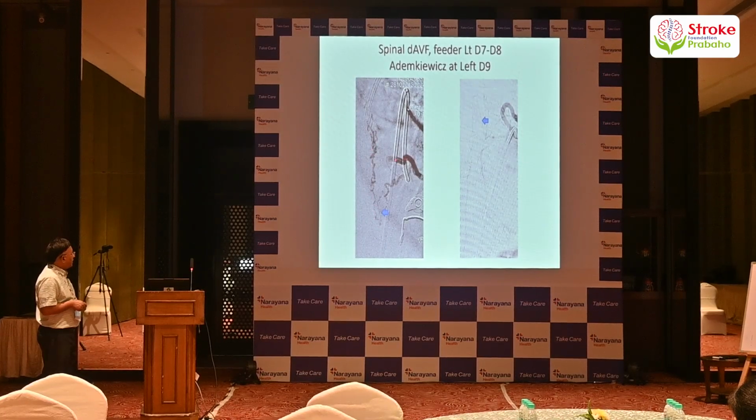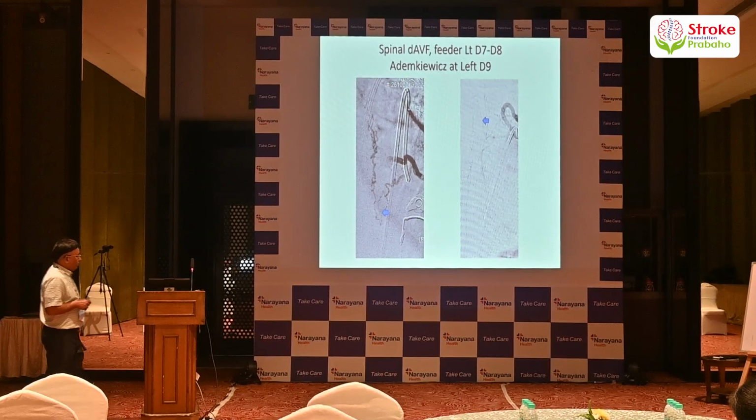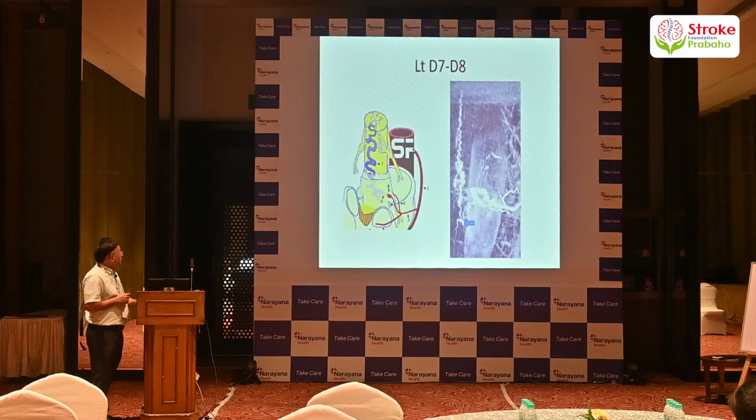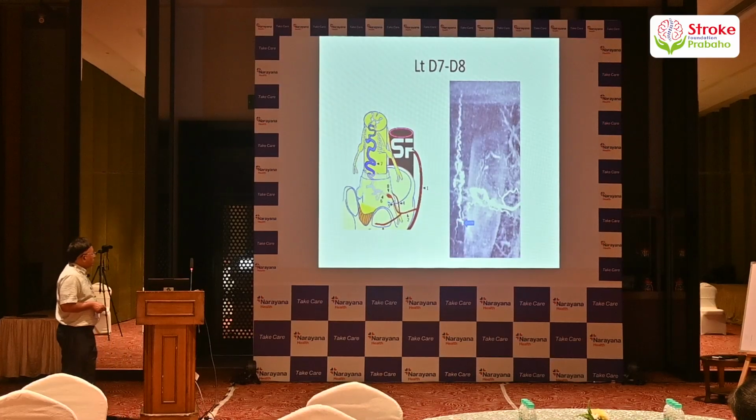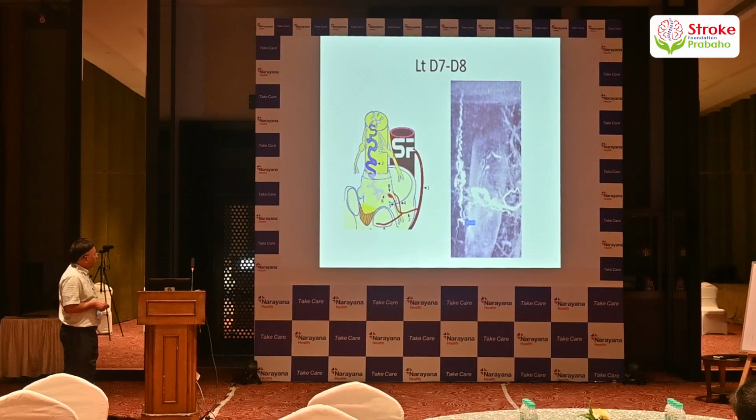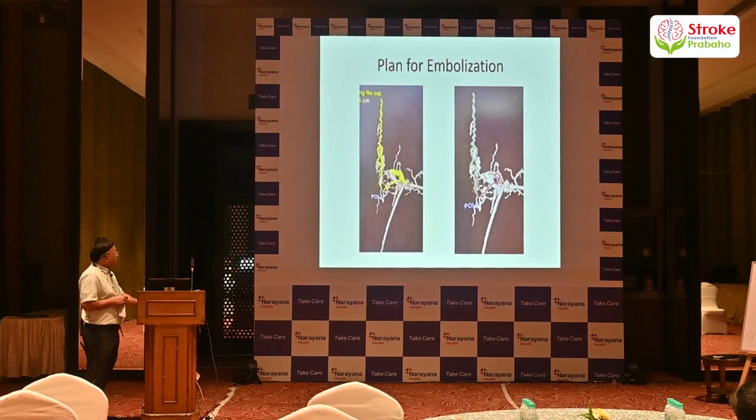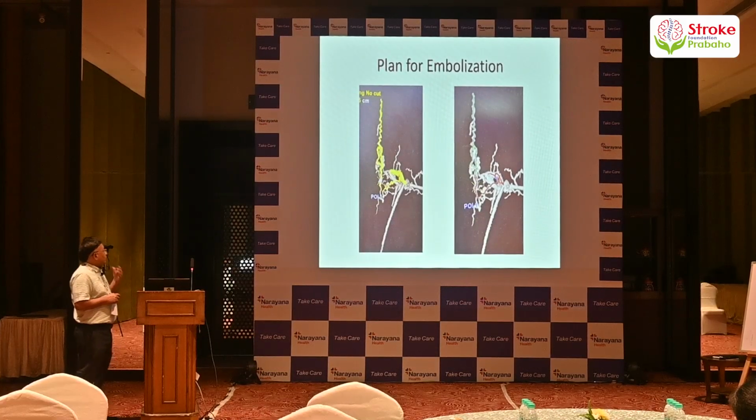And here the anterior spinal artery, or the artery of Adamkiewicz, was arising from the left D9, below that level. So it is very, very important to identify the level of the anterior spinal artery also, because if it is arising from the same level, then we may have difficulty in embolizing. So this is the site of fistula, radiculomeningeal artery, fistula, radicular vein, and the perimedullary vein. So this was planned for embolization.